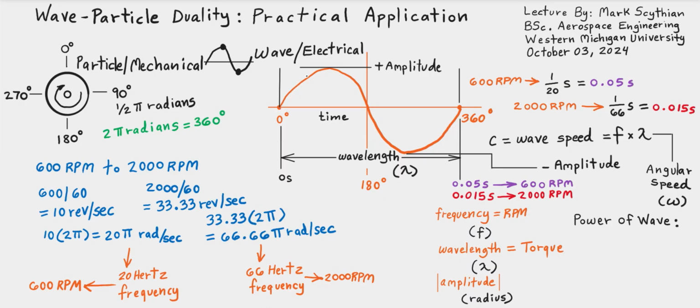So one cycle is one revolution of this rotor, and so at 600 RPM we have 20 of these cycles, and then at 2000 RPM we're having 66 of these cycles in 1 second. So again, it only takes, let's say, at 2000 RPM 0.015 seconds to make one cycle, because that's 1/66.